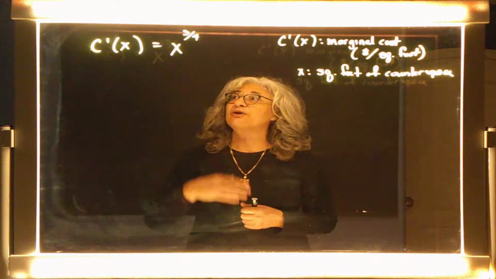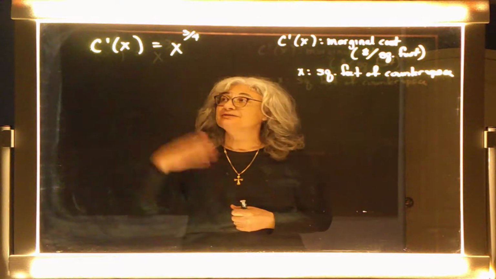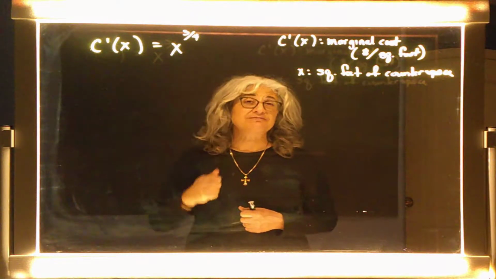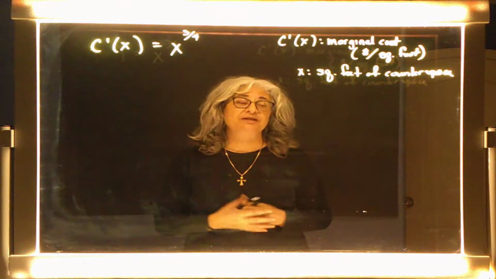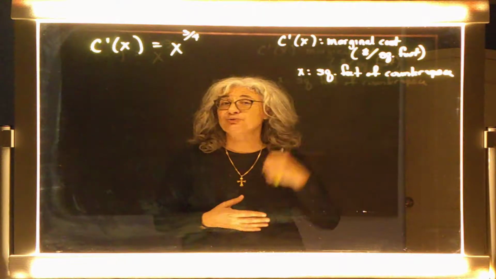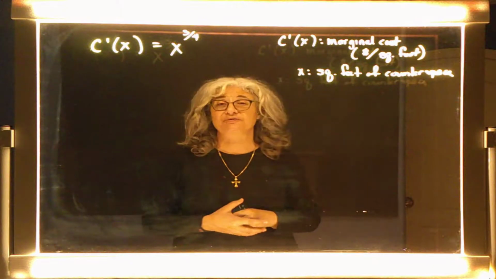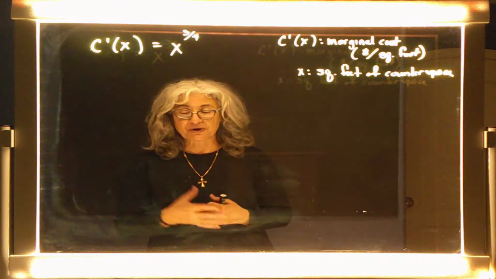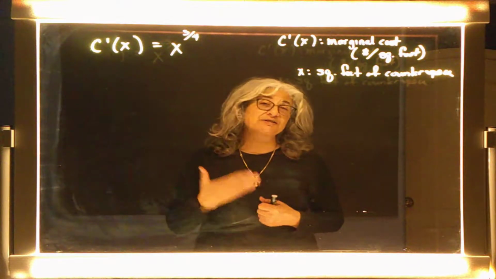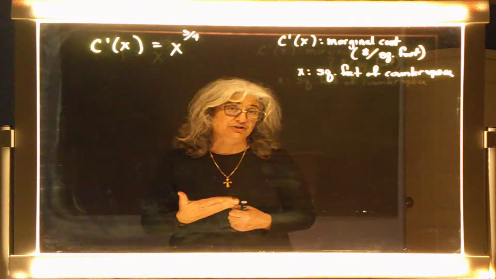Okay, so I wrote down the function, the derivative function actually. I wrote down what it represented. It represented the marginal cost. I wrote down what x represented. It represents the number of square feet of counter space, countertop. And now they have two parts. So part one is asking us to find the cost of installing 40 square feet of countertop.